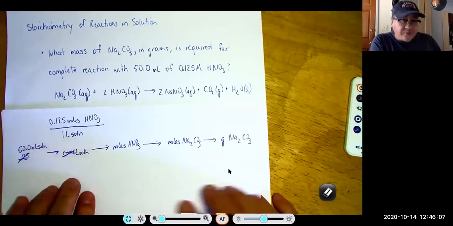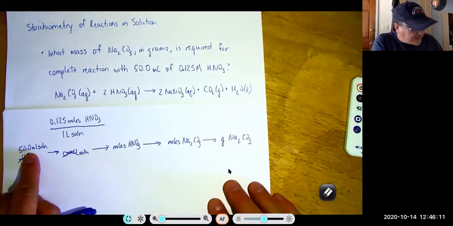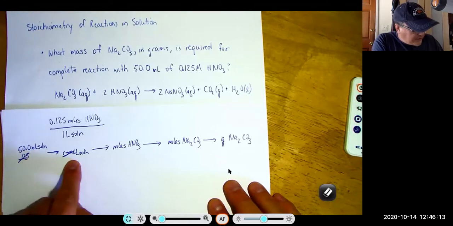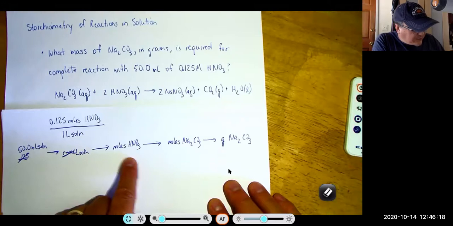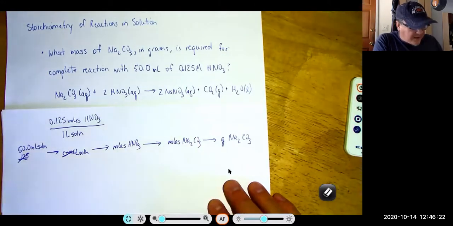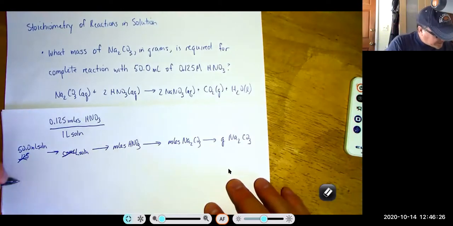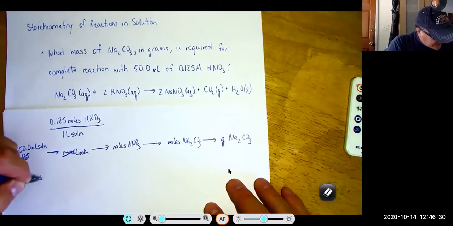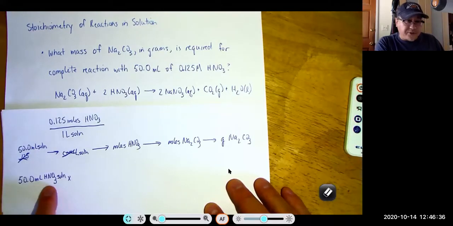So here's the pathway. We're going to take our 50 milliliters of solution, convert it to liters, then use this and convert it to moles, then use the balanced reaction to get moles of sodium carbonate, and then get grams of sodium carbonate. So here's how you would write this out. And this is the best way to do this. You'd write HNO3 solution. So we're telling people what the solution is.